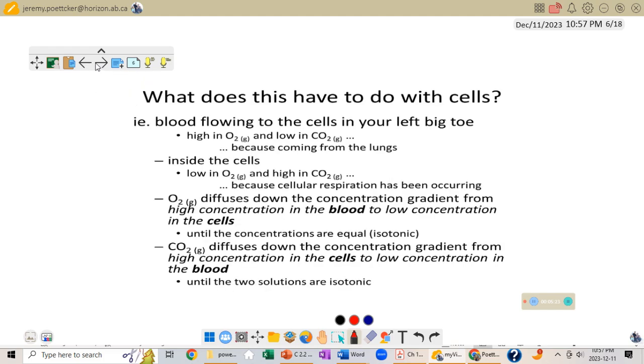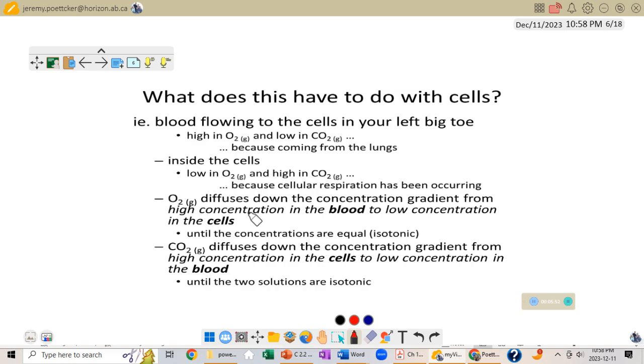Okay, cells, what does this have to do with cells? Well, think about the idea of blood flowing to the cells in your left big toe, or right big toe if you'd rather. That blood is high in oxygen, low in carbon dioxide, because it's coming from the lungs. Inside the cells, they are low in oxygen and high in CO2 because cellular respiration has been occurring. It's using up O2, it's making CO2.